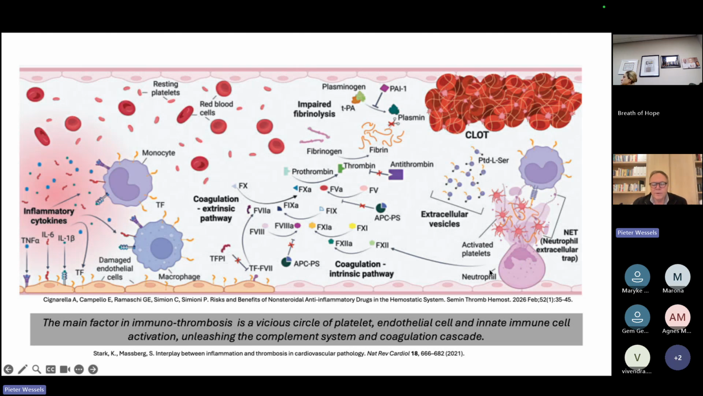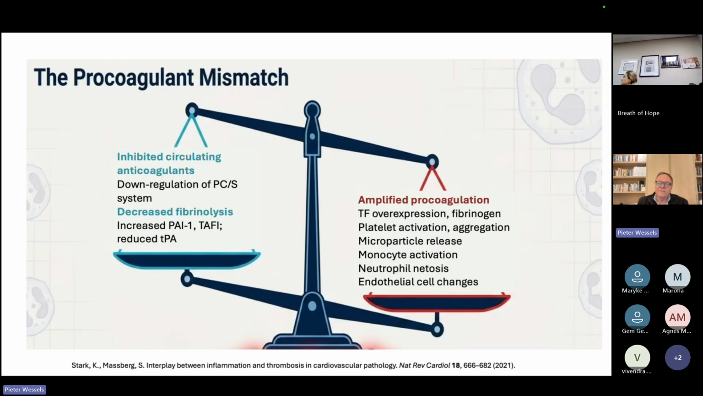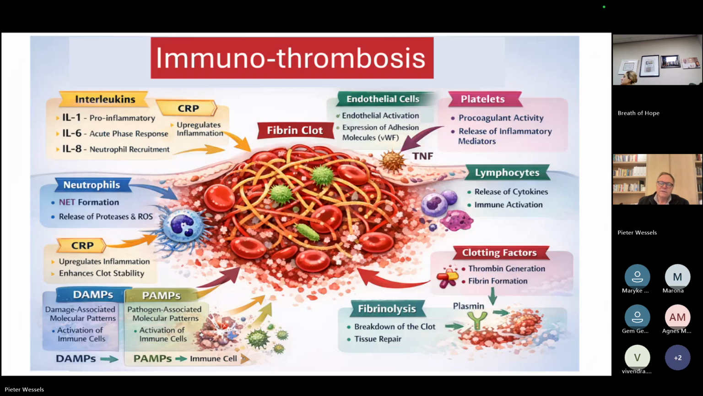So this is really the problem with many disorders. This is the problem with diabetes, this is the problem with hypertension, etc., that you get sick endothelial cells. You need to keep your endothelial cells happy, and unfortunately it has a lot to do with genetics as well. This is a mismatch, and this is what immunothrombosis is: a constant activation without resolution.